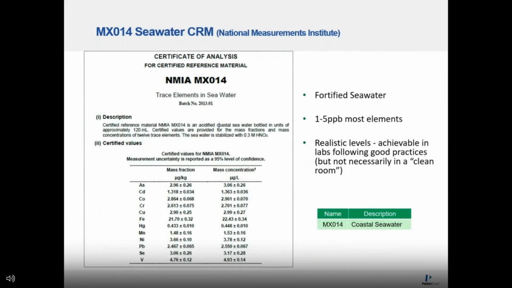The MX014 is a reference from the National Measurement Institute. It is actually a fortified seawater, and the elements are in a range of 1 to 5 ppb mostly. This range is more realistic to be achieved in most labs without a clean room environment.